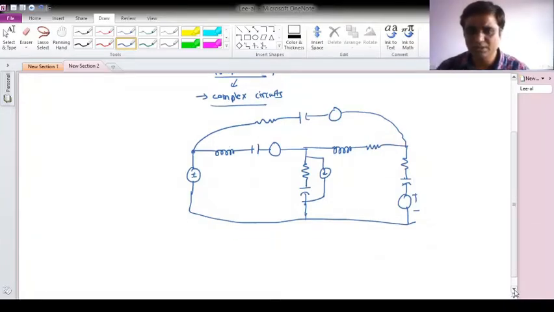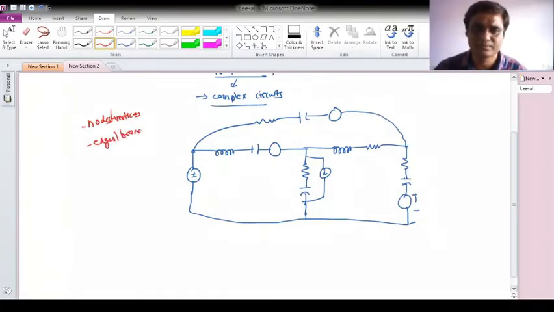If I would like to draw the graph of this particular network, how do I draw it? That we will see now. In order to draw the graph, we basically need two things. One is the nodes, also called vertices, and second is the edges or branches. So in order to draw the graph of the circuit, we need the nodes or vertices and the edges or branches. Now let me find out what the nodes are.